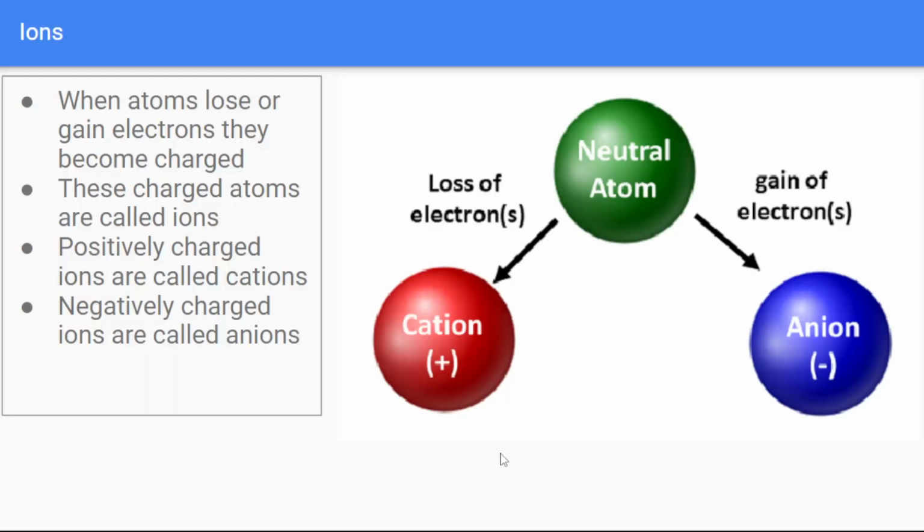In this video, we'll discuss ions. Ions are just atoms that either gain or lose electrons to become positively or negatively charged. When they lose electrons, they become positively charged, and we call those cations. When they gain electrons, they become negatively charged, and we call those anions.